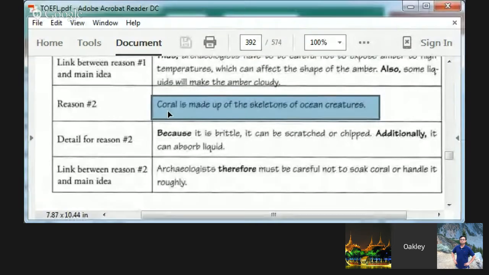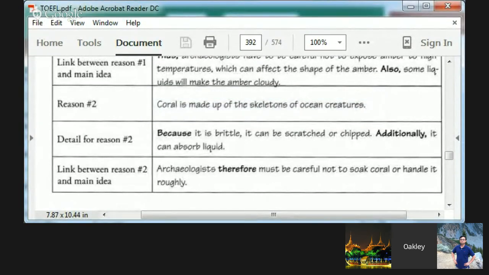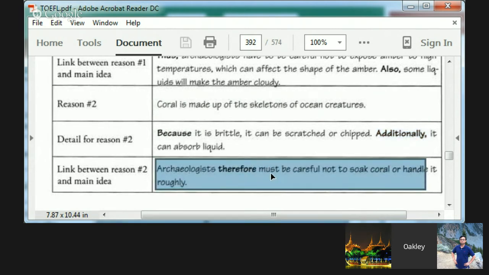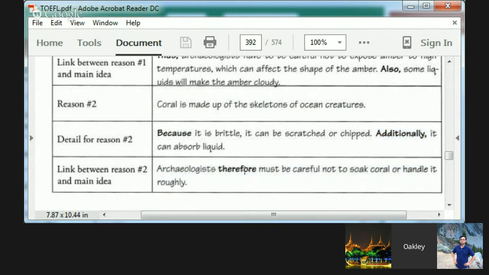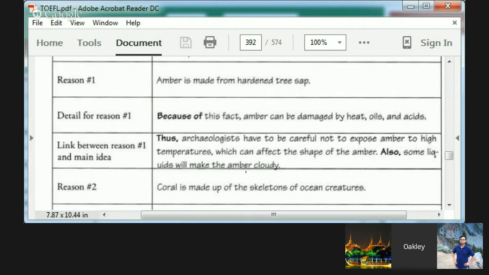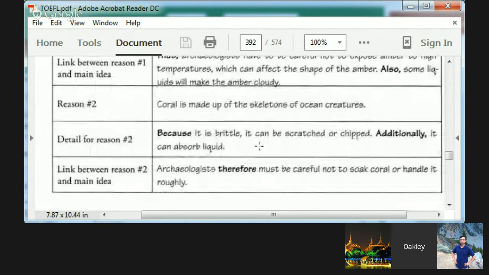Okay, reason 2, coral is made up of the skeletons of sea creatures. All right, this is very close to, Hogan, what you had said. Because it is brittle, it can be scratched or chipped. Additionally, it can absorb liquid. Archaeologists, therefore, must be careful not to soak it or handle it roughly. I think they also mentioned chemicals. Okay, which he does not mention.